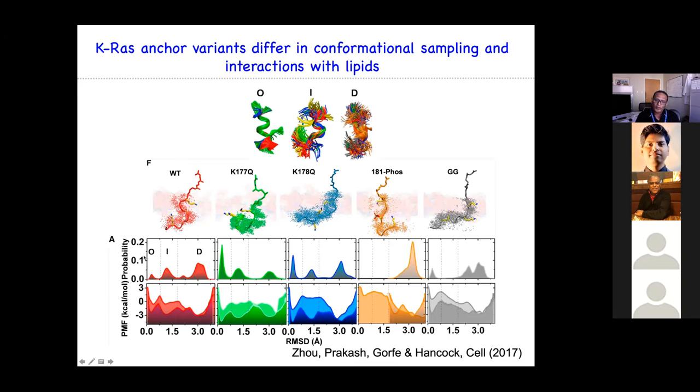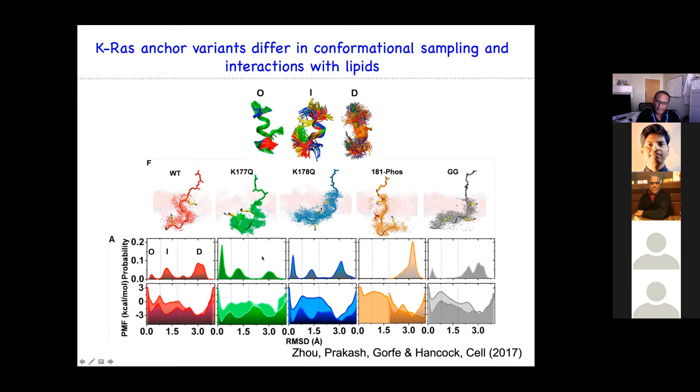Here at the top is the probability distribution of the different conformations using RMSD, I, O, and D for the different mutants, K177Q in green, K178Q in blue, and so forth. And you clearly see variations in conformational sampling or dynamics of these different point mutants.